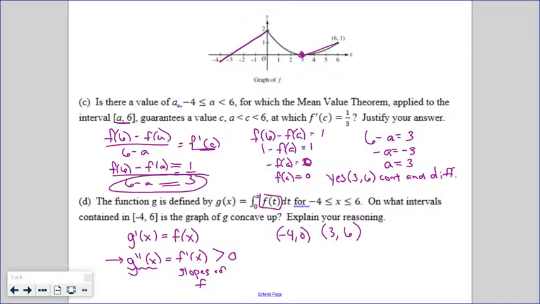To explain my reasoning: I have a picture of f, so I need to relate g to f, and that is that g's second derivative equals f prime of x, and it is greater than 0 on those intervals. Always make sure that you run the one they're asking you about through the one that you know.